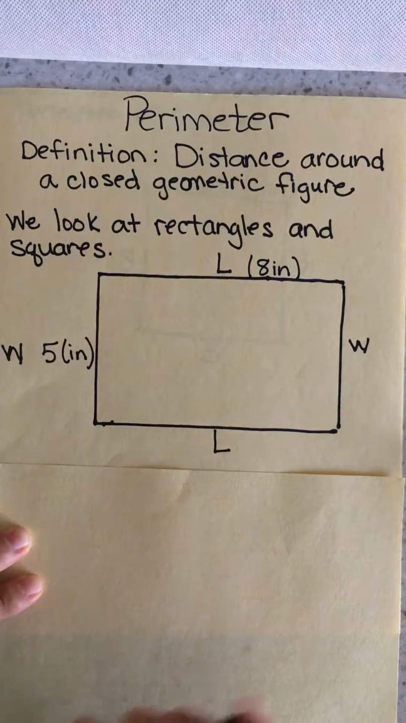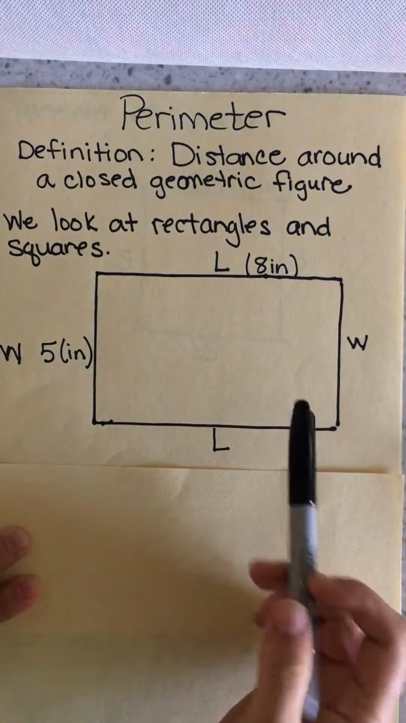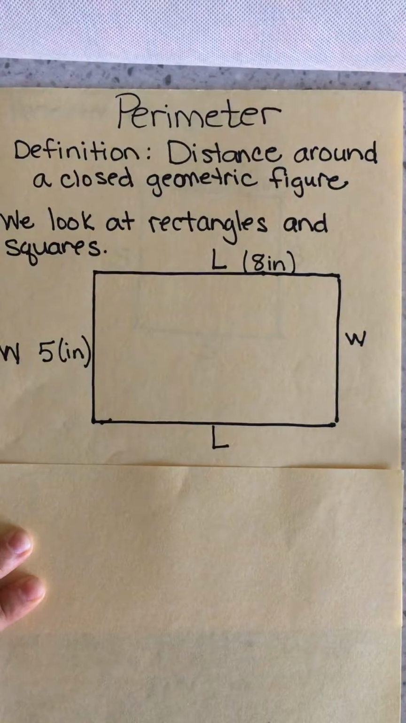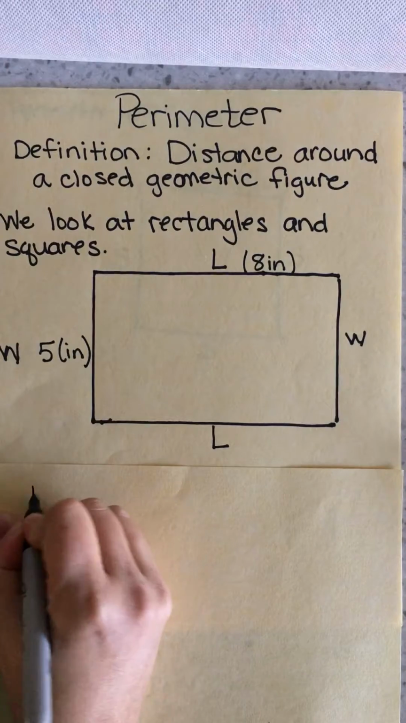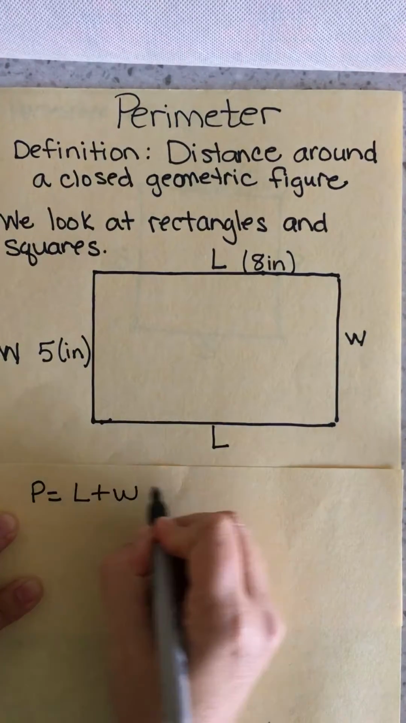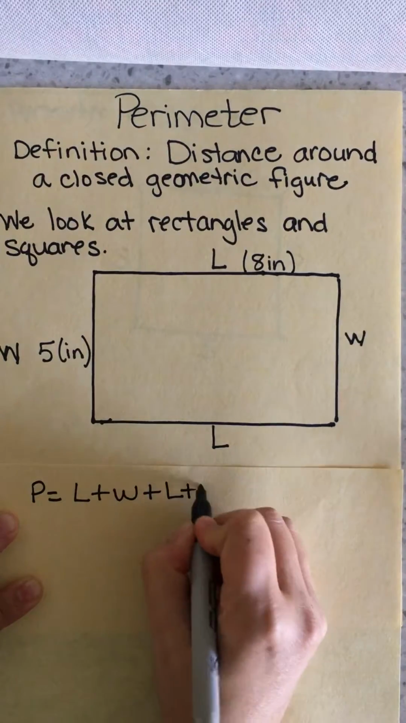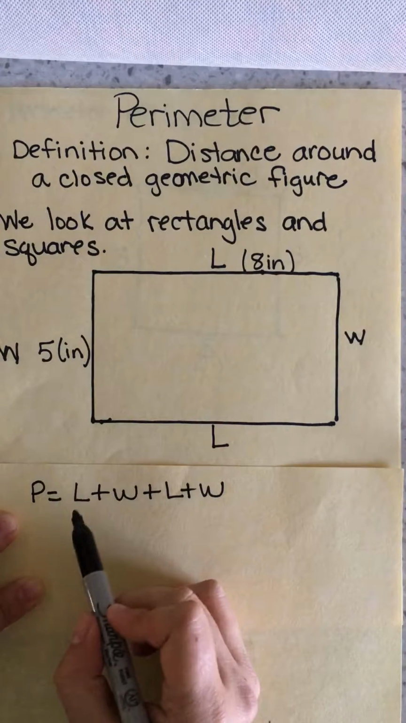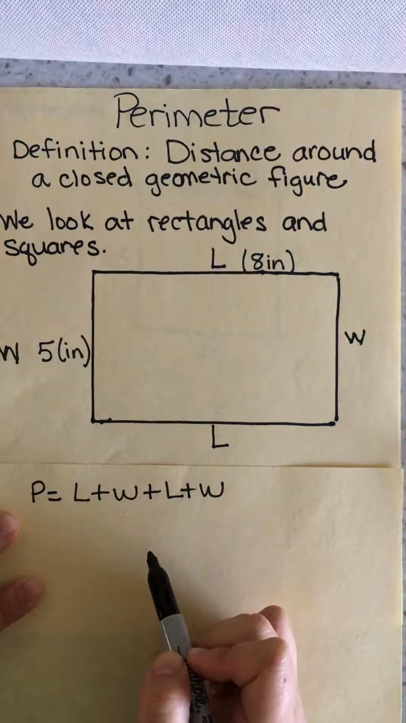So the first thing that you notice is I have a rectangle here. Now, if it's the distance around, we understand that the perimeter equals the length plus the width plus the length plus the width, if it's a rectangle or even a square, because squares are all rectangles. So that's where your first formula came from.